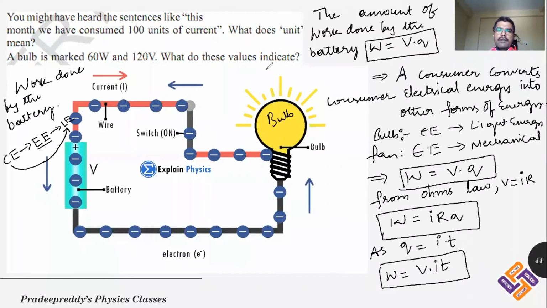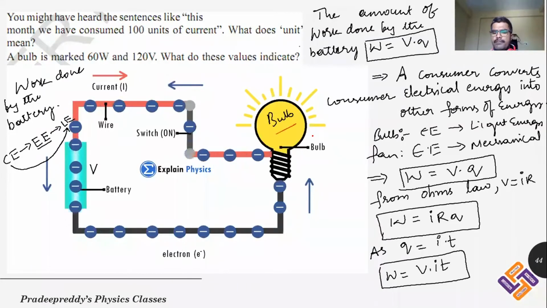Like this, when there is an electrical consumer connected to the battery along with wires, electrical energy is converted into other forms of energy. The amount of work done by the battery is equal to V into Q, and that work done converts into electrical energy. That electrical energy again gets converted into other forms of energy. That's what electrical energy consumed by consumers means.